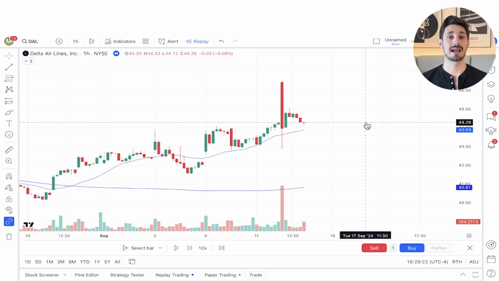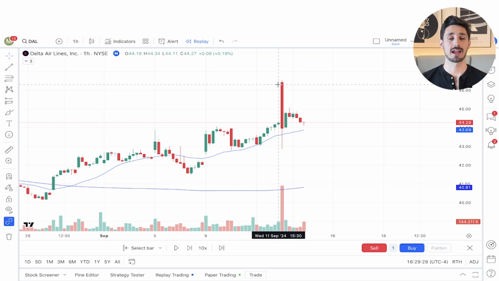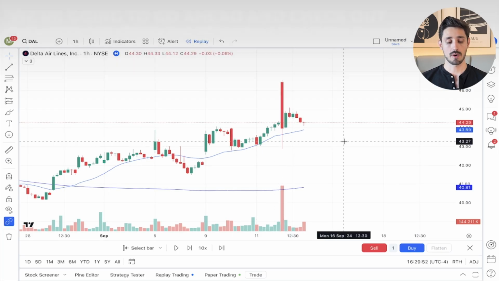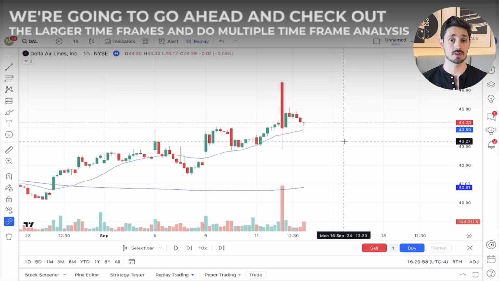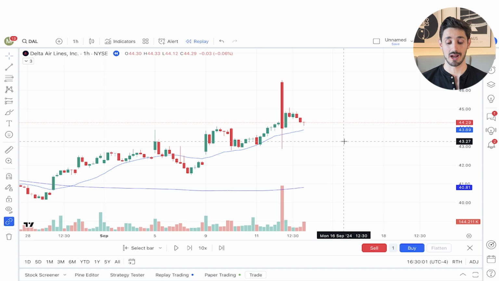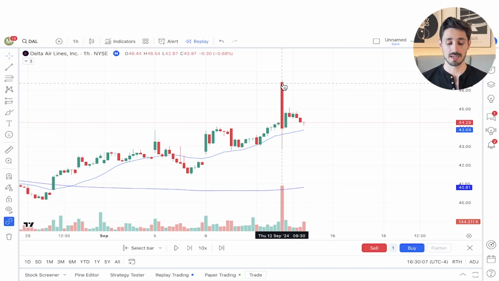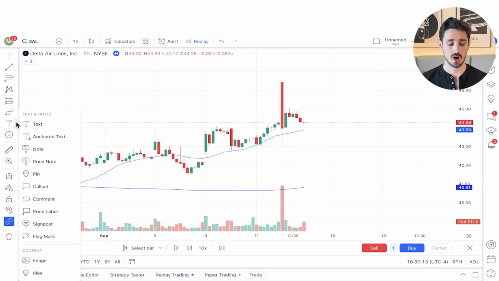Now let's go ahead and look at multiple time frames. So I went to the hourly time frame, and now I want to identify, did Delta Airlines drop into a support area? And that's actually exactly what I identified when I was looking at this trade in the mentorship room, and of course during the market open. Next, we're going to check out the larger time frames and do multiple time frame analysis. In this moment, I especially remember when I was live trading and moderating in the mentorship room, pointing out that it was dropping into a major support area, and we could see that on the hourly time frame.